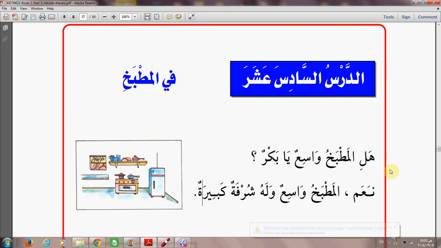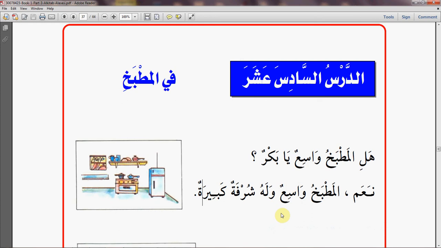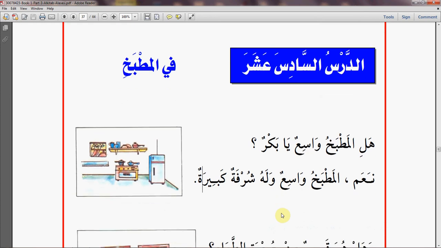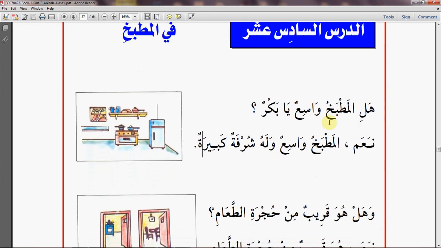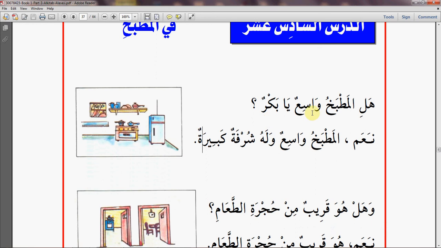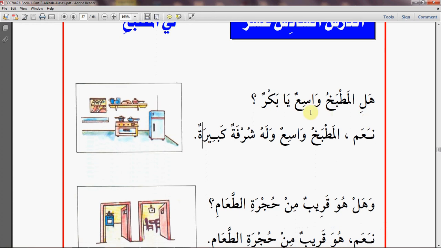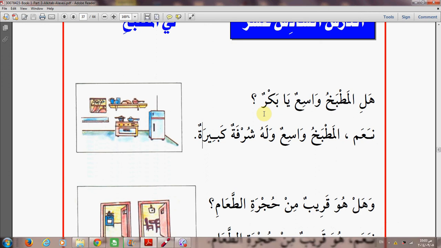Now, Bakr still described his house and the rooms and the things in his house. So the buyer is still asking, هل المطبخ واسع يا بكر؟ Is the kitchen wide? Wide here means big. واسع means wide or big. يا بكر, O Bakr. Because of هل, as we learned before, it has two possible answers, نعم or لا, yes or no.